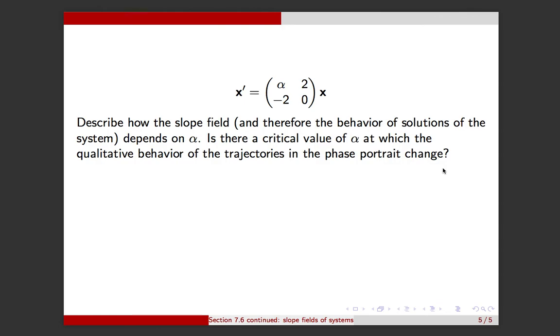Okay, so anyway, here's a system where this alpha is left as a constant, but I'm not telling you what it is. So as you change alpha, you of course get a different system for every choice of alpha, therefore a different slope field. So if you put an alpha value of 2 in there, you get a different system than if alpha is 13 or whatever. Okay, so is there a critical value of alpha at which the qualitative nature of the phase portrait changes? Or if you like, the qualitative behavior of the slope field, does that change?